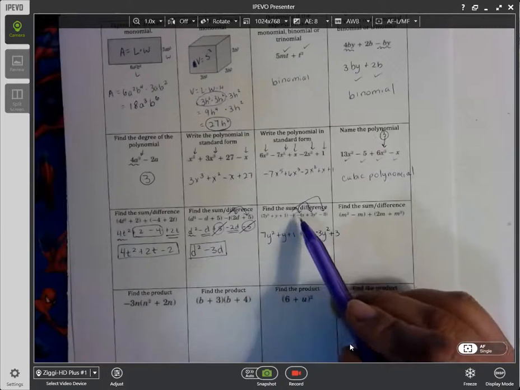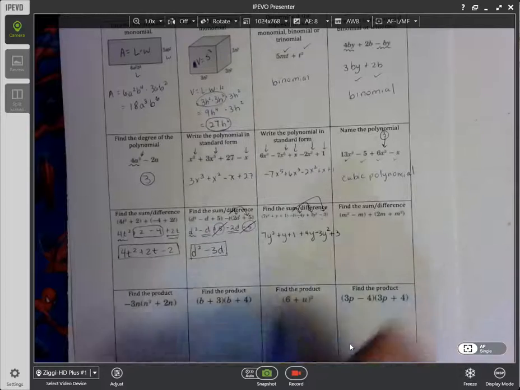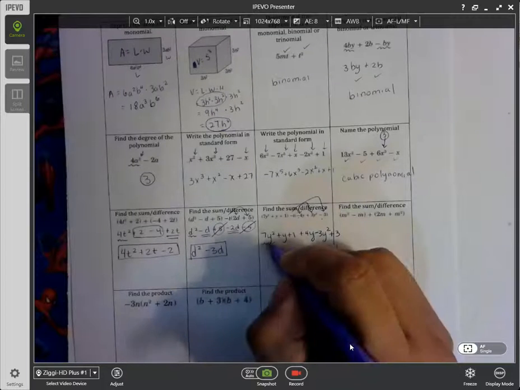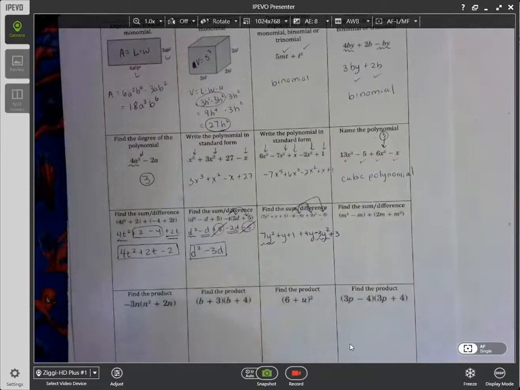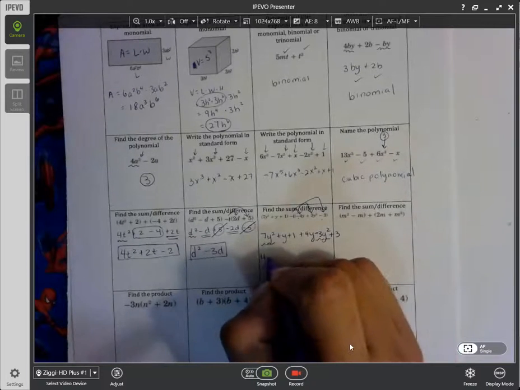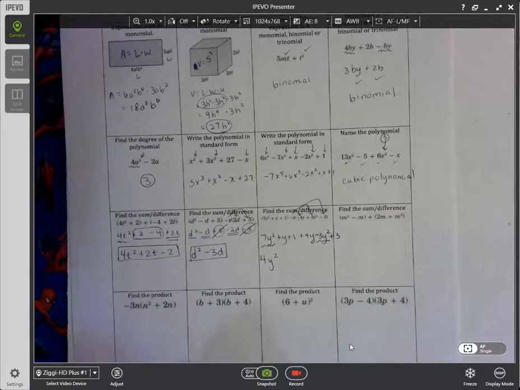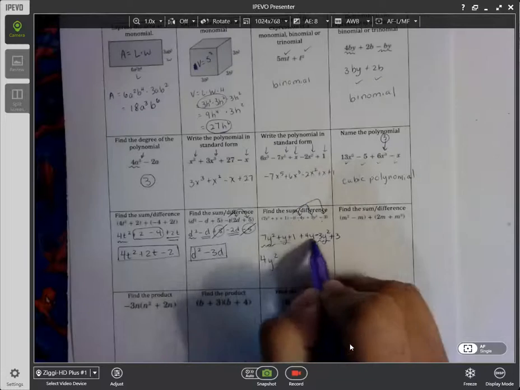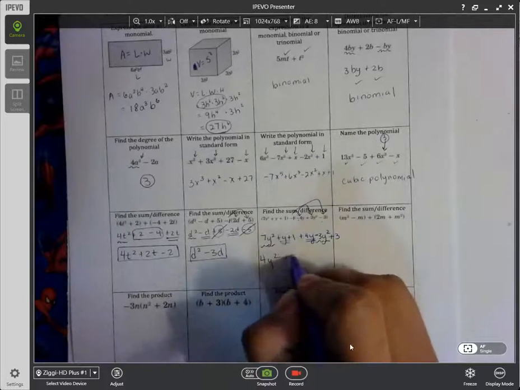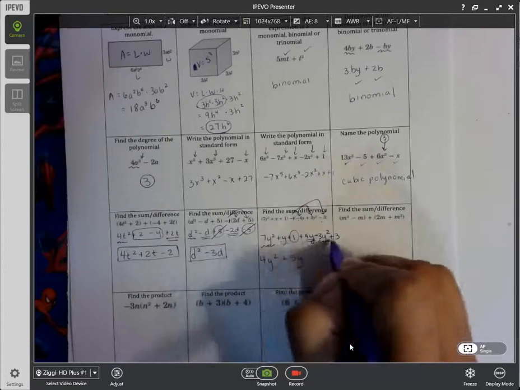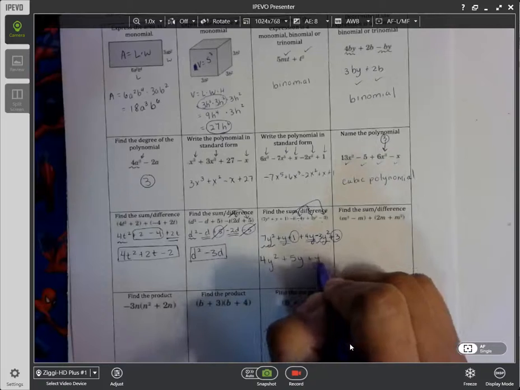Just double checking my signs are correct. So now I'm going to go looking for like terms. This one and this one both have y squared, so I'm going to combine them. 7 minus 3 is 4. Then I'm going to look for the ones that have a y, so that's plus 5y. And then I'm going to look at the constants, and that's plus 4.